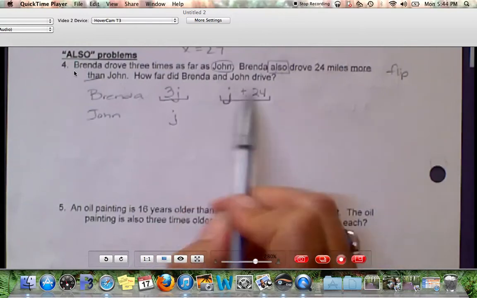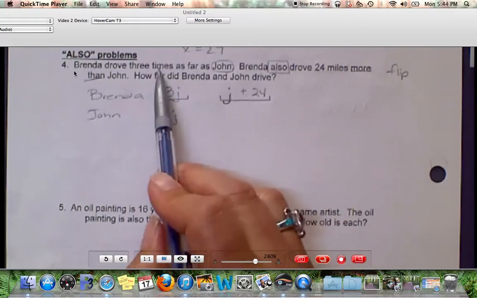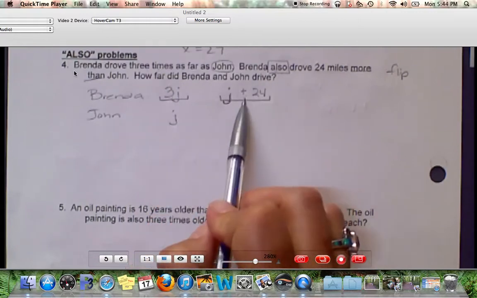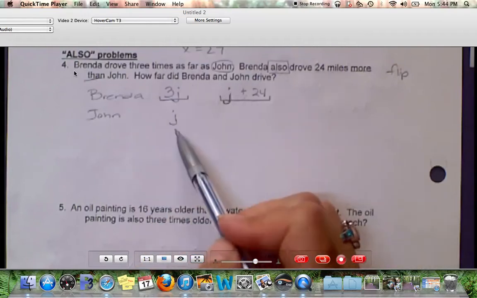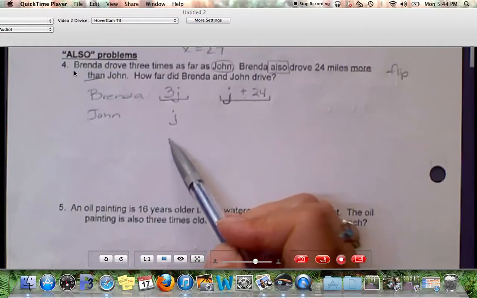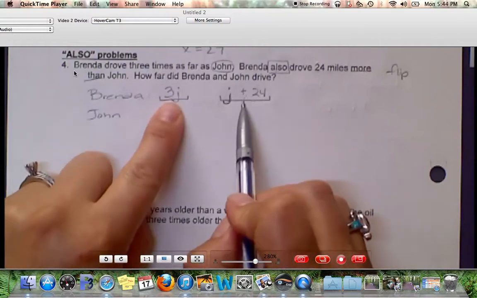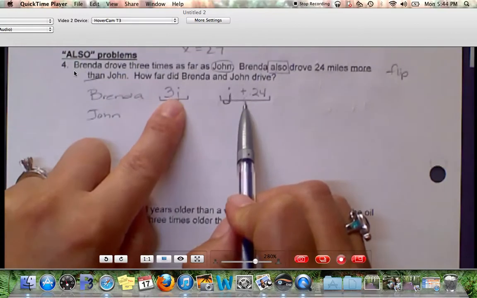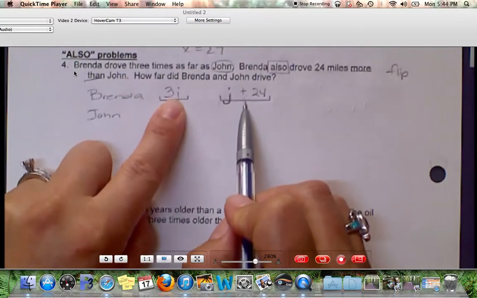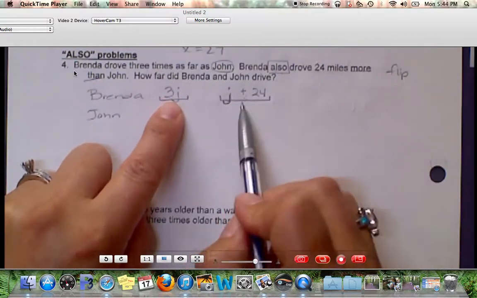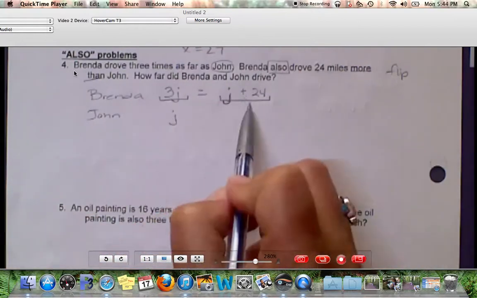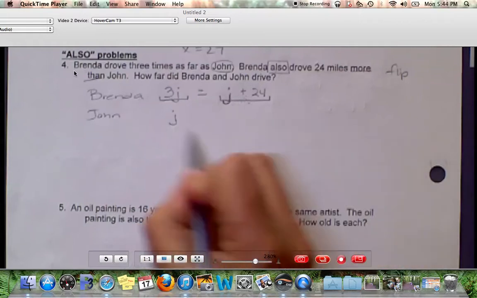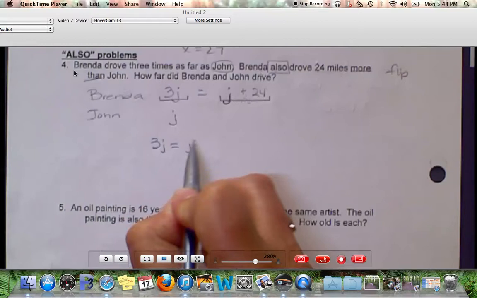These are two separate statements. One for the first Brenda sentence, one for the second Brenda sentence. And notice there's no total. Okay? So we're not going to add down and total these up. However, we know that Brenda drove a single distance, and these are two expressions that represent the single distance that she went. So if these two represent the same mileage, then they should be equal to each other. So in an also problem, once you set up your two statements, then you set them equal to each other. So here's our equation. 3j equals j plus 24.